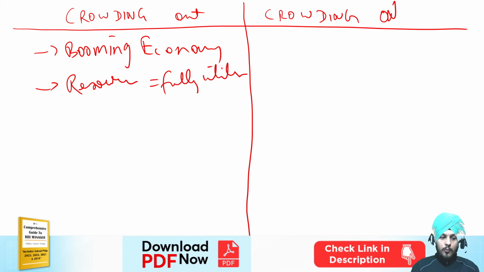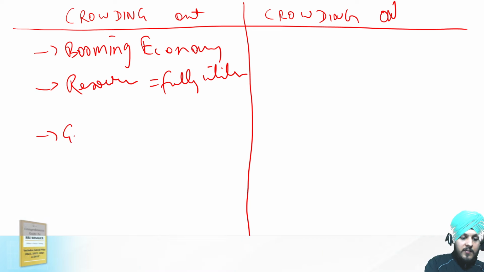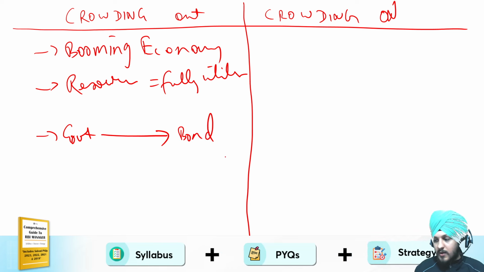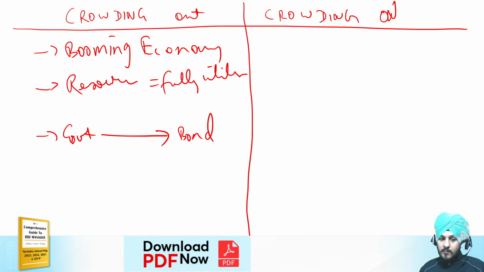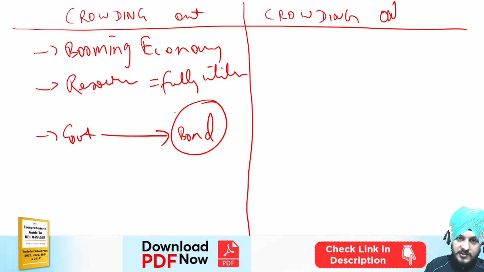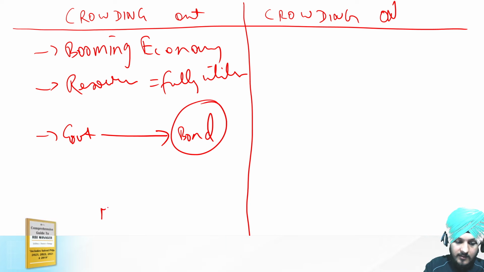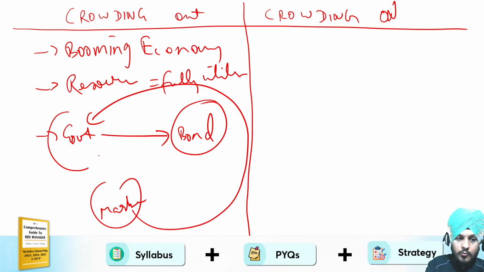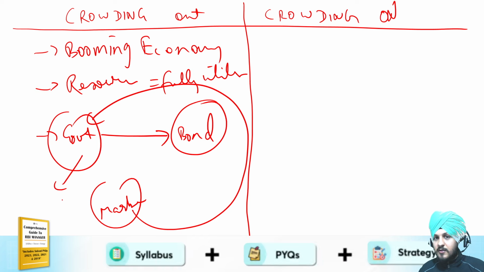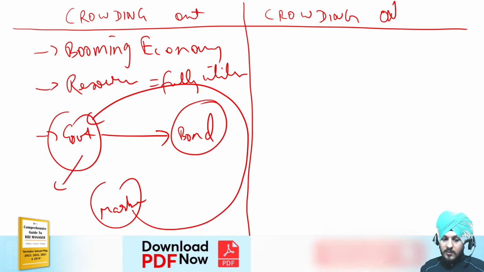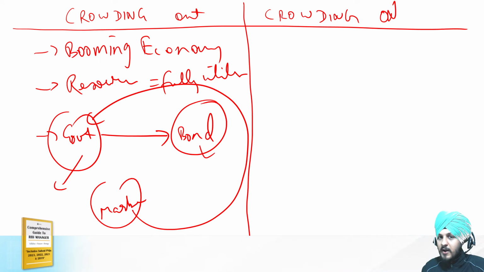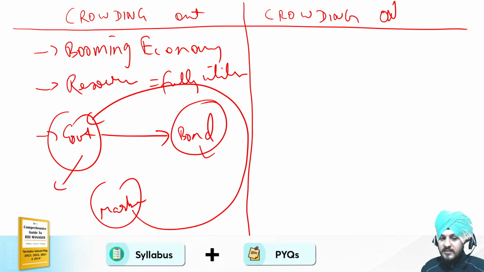Now imagine a scenario where the government issues bonds in the market in order to finance its deficit. The point is that the government is issuing bonds so that it can borrow money from the market in order to meet its fiscal deficit. Fine. Now, what will be the impact of it as far as the private sector is concerned?